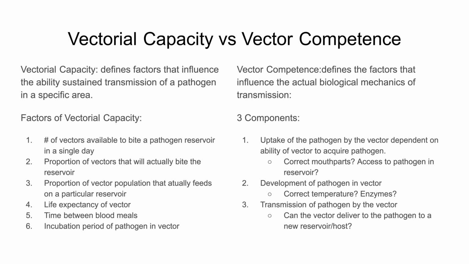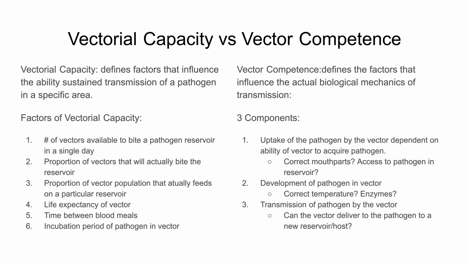What part of that population actually feeds on a specific reservoir? So maybe we might want to know, out of those 100 that bite, only 20 of them bit humans and the other 80 bit a rabbit or a goat or something else. How long do these vectors live? How much time occurs between their blood meals? If they're blood feeding, how much time occurs between them? And how long does it take that pathogen to actually incubate and carry out that part of the life cycle within the vector itself?